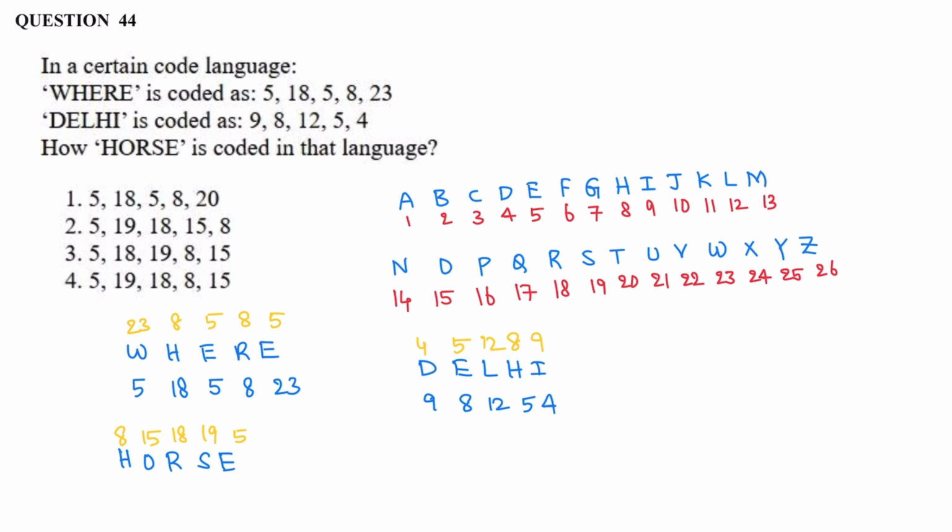So we will get 5, 19, 18, 15, 8. Correct answer is 5, 19, 18, 15, 8. Option 2 is the correct answer.